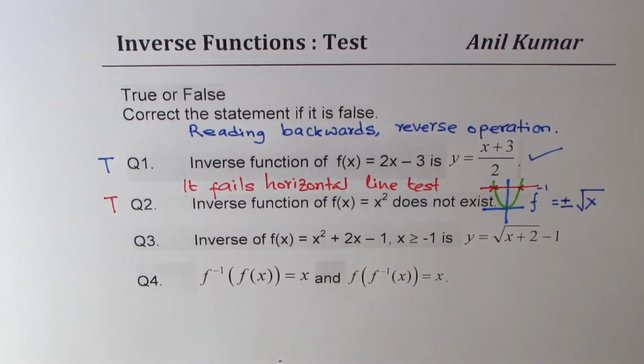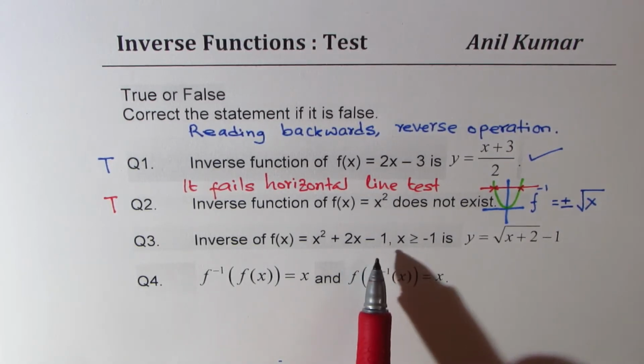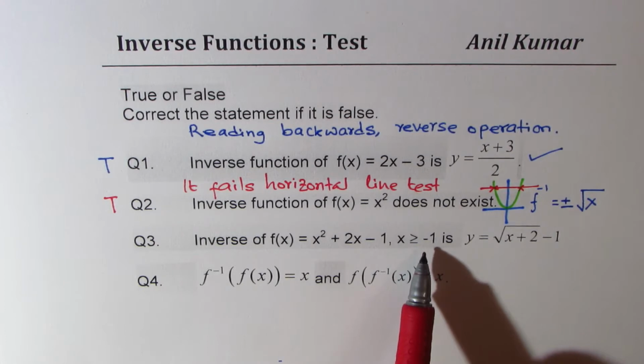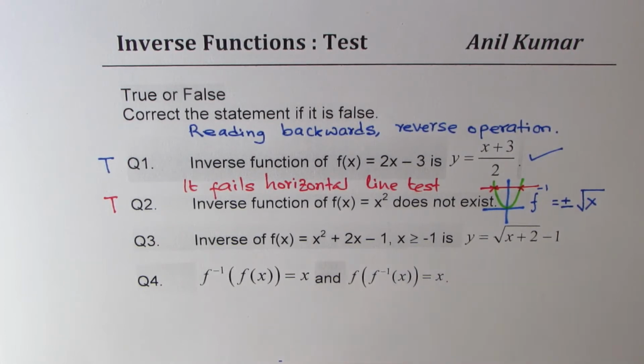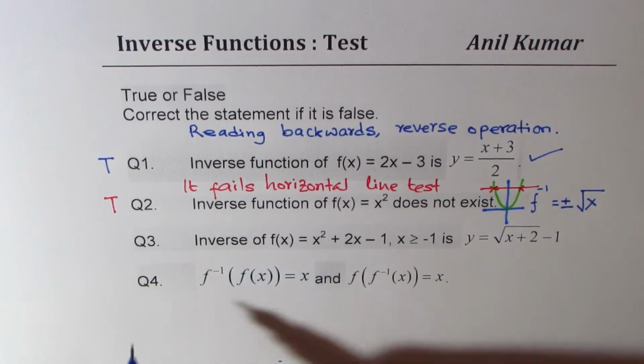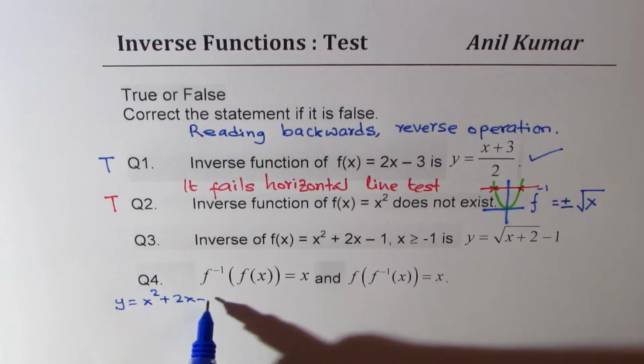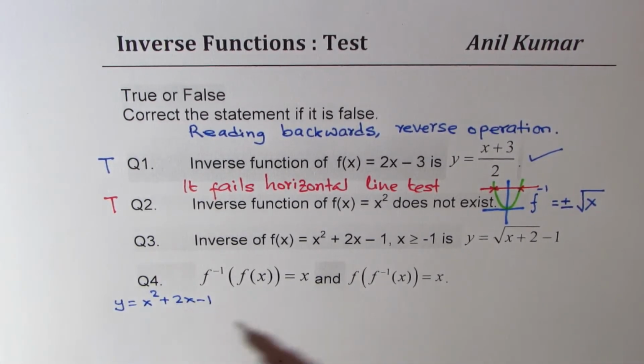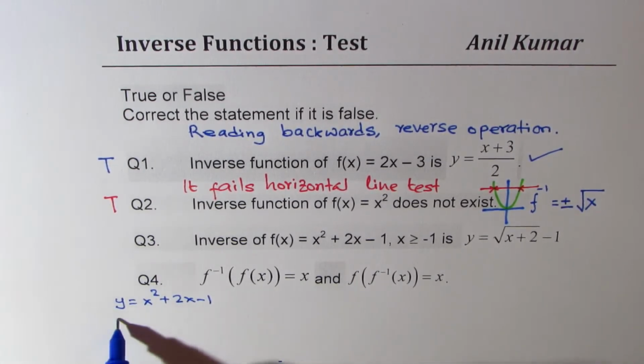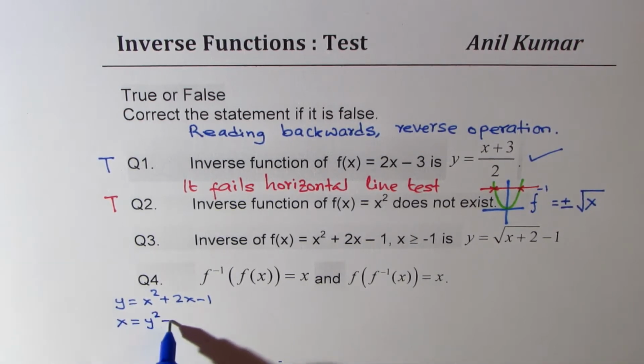Question number 3. Inverse of f of x equals x squared plus 2x minus 1 for x greater than or equal to minus 1 is y equals square root of x plus 2 minus 1. Now let's find the inverse of this function. So we know y equals x squared plus 2x minus 1. First step is to swap, right? X and y. So if you swap, you get x equals y squared plus 2y minus 1.